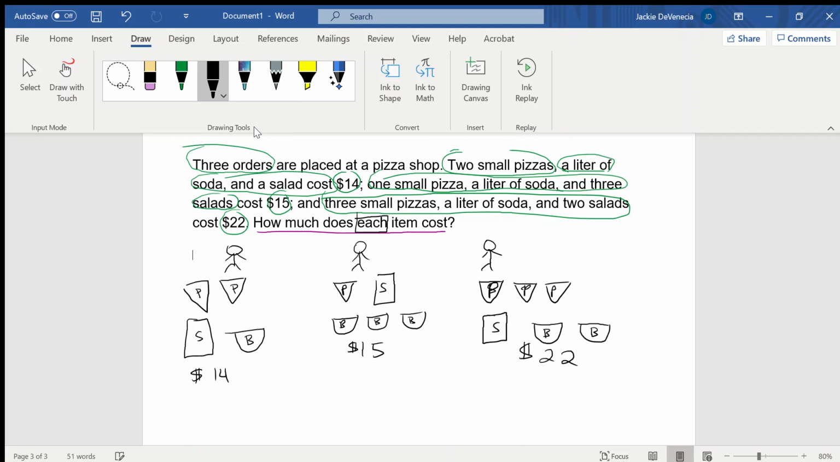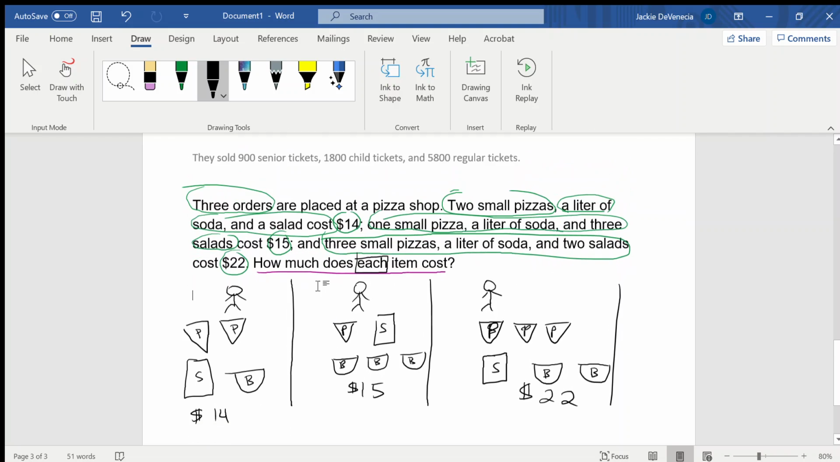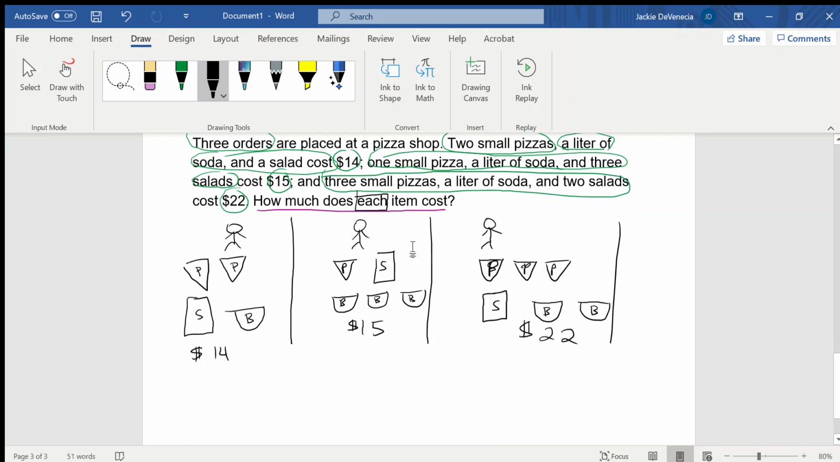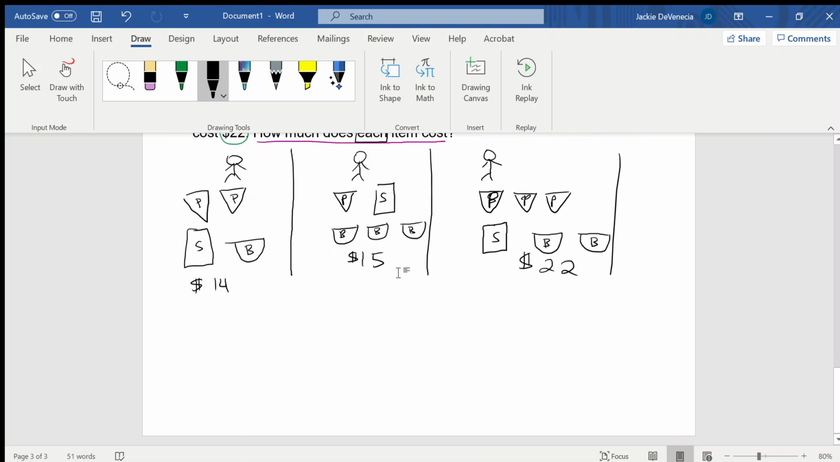Okay, so this is another way you can set up your problem if you want to draw images, diagrams, right? So now all we need to do is form our equation so we can find the answer over here. How much does each item cost, right? So we're given the number of each item, but we don't know the cost of the pizza, the soda, or the salad. So those would be our variables.